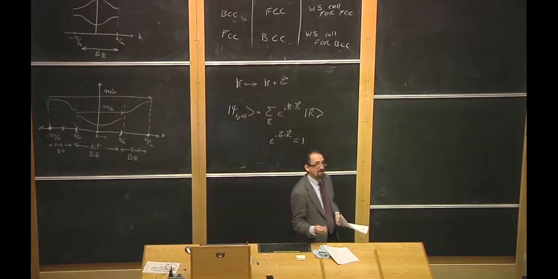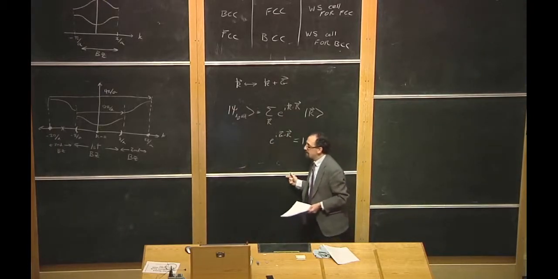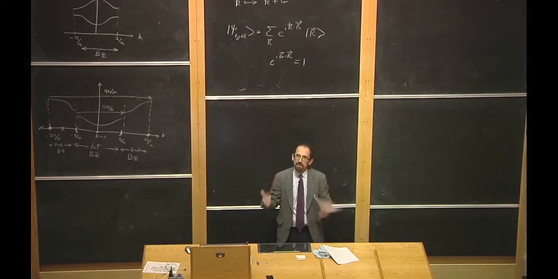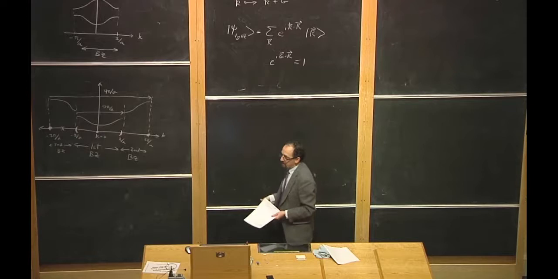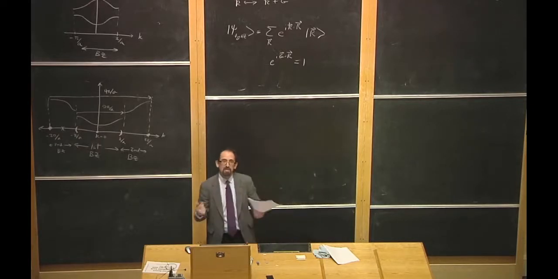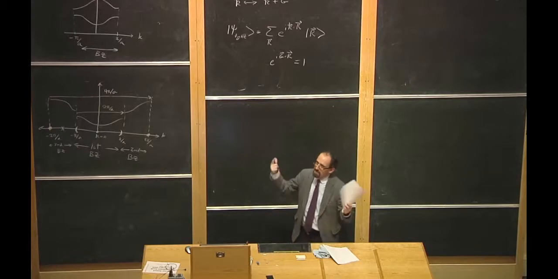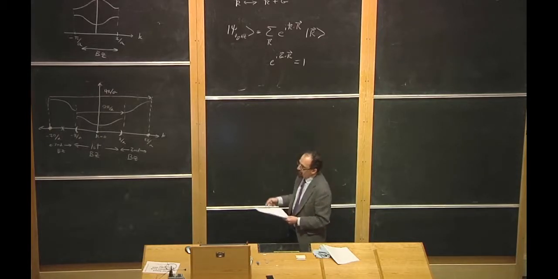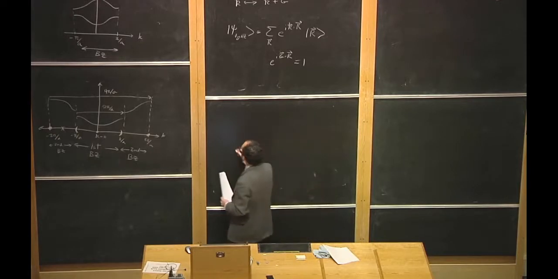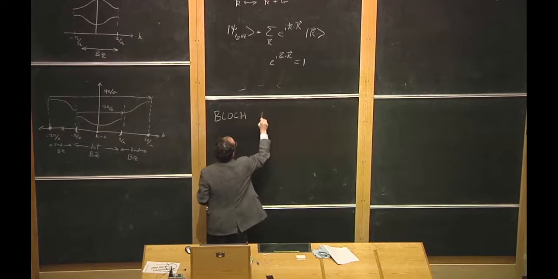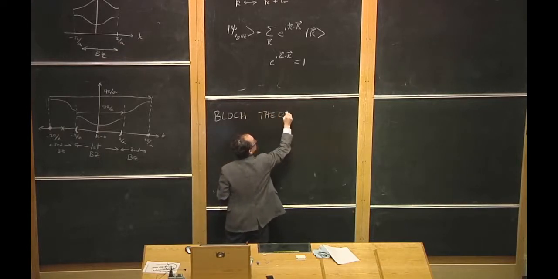So, but you might ask whether this is just a property of the tight binding model, or if this is actually something that's general. This is a really important question, and it came up very shortly after the discovery of the Schrödinger equation. Schrödinger discovered his equation in 1926. In 1928, people were already worried about this issue, and it was resolved very famously by Felix Bloch, and what's known as Bloch's theorem.